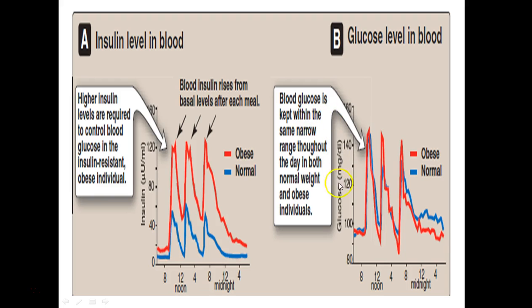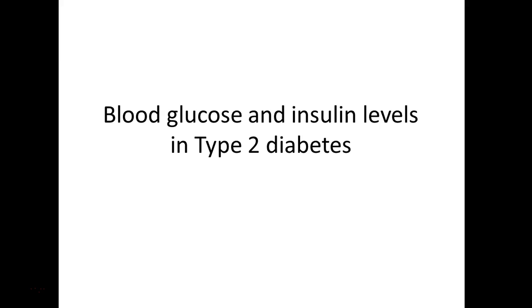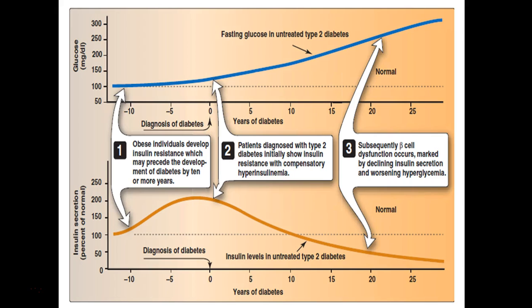Here this is regarding the blood glucose. So you can see blood glucose is kept within the same narrow range throughout the day with both normal weight and obese individuals. By these increased spikes, you can see the body is trying to maintain the blood glucose level within the range. So when insulin is not there, then obviously there will be derailment of the process. So blood glucose and insulin in type 2 diabetes. So this is another important graph.